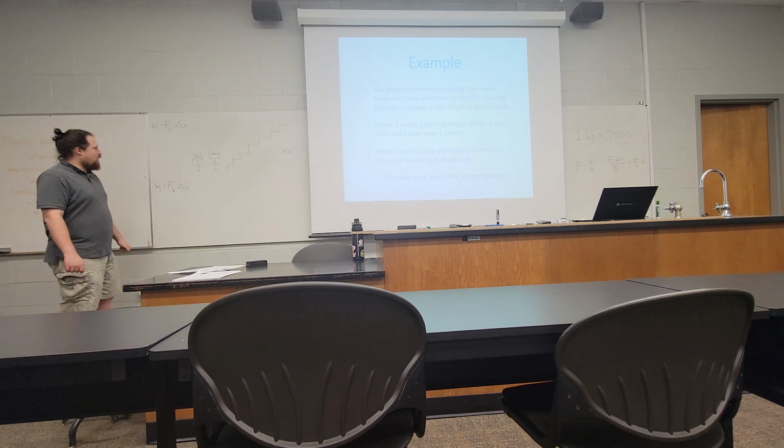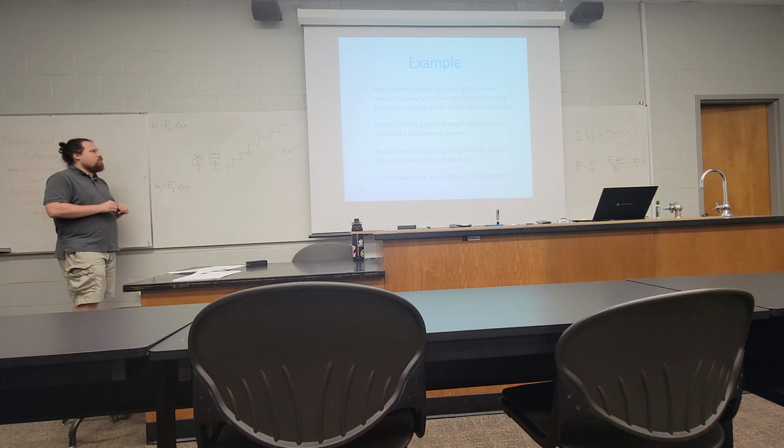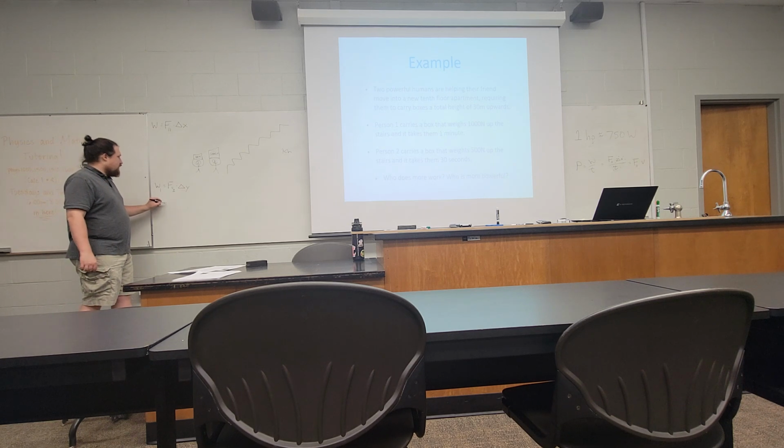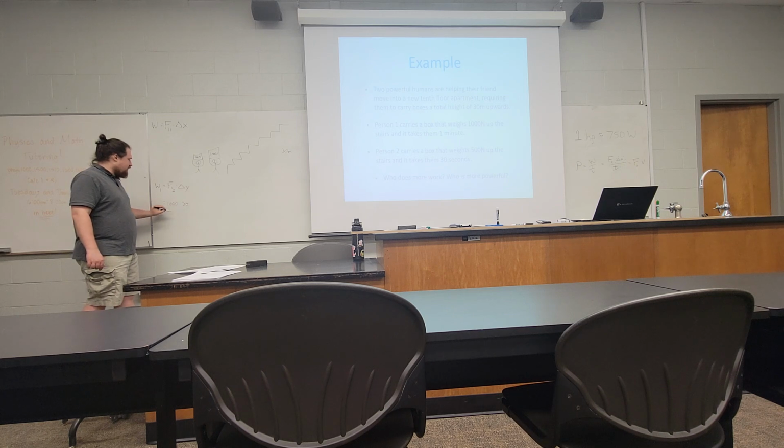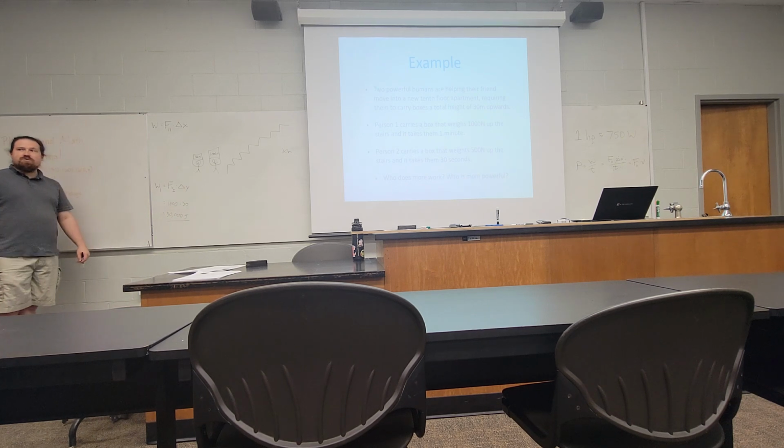So person number one is lifting a 1,000 Newton box up 30 meters. So work equals force times displacement. 1,000 newtons times 30 meters. Person number one is going to do 30,000 joules of work.